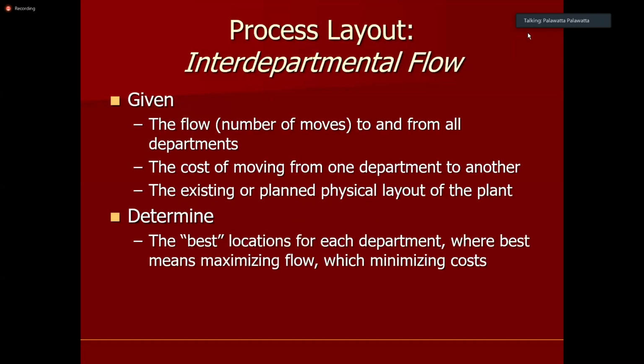Process layout: we are given the interdepartmental flow, that is, the number of moves to and from all departments, and the cost of moving from one department to another, plus the existing or planned physical layout of the plant. So this is the data we have. What we need to do is determine the best location for each department, where best means maximizing flow and minimizing costs.